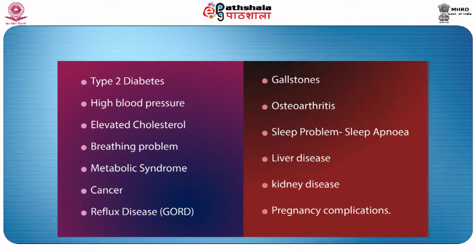Cancer, including bowel cancer, breast cancer and womb cancer. Gastroesophageal reflux disease, where stomach acid leaks out of the stomach and into the esophagus. Gallstone, small stones usually made of cholesterol that form in the gallbladder. Reduced fertility, osteoarthritis, a condition involving pain and stiffness in your joints. Sleep problem, that is sleep apnea, a condition that causes interrupted breathing during sleep. Next, liver disease and kidney disease. If a female is obese, pregnancy complications may also be seen.